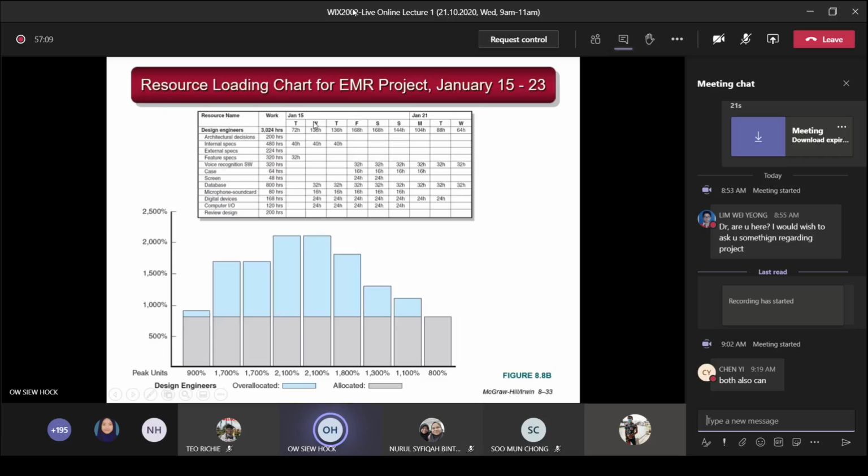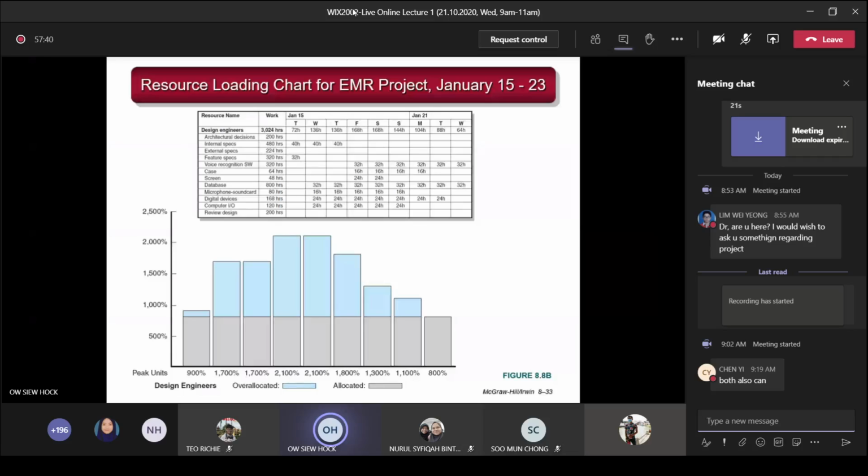So you look here, this day, January 15, you require 9 design engineers. On January 16, you require 17. But this line here shows the maximum you can have will be 8 design engineers. This is the allocated. So this is the gray bar. Over allocated means this is the not enough one. Okay, you need this number, but this bar here, this part here, the blue one, shows the number of engineers that is not enough to cater to your needs.